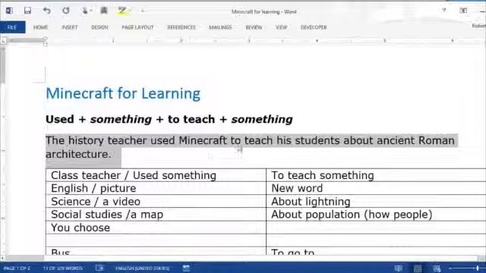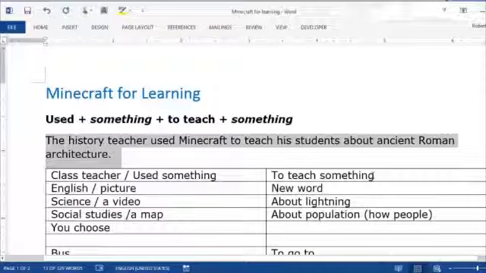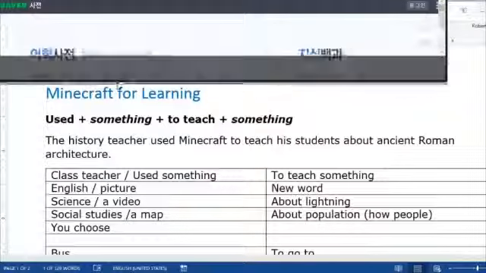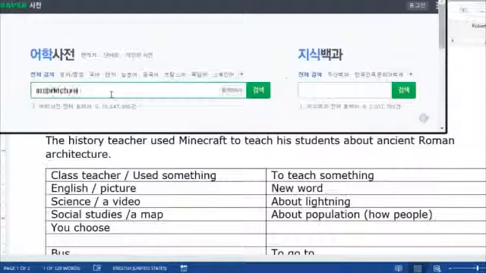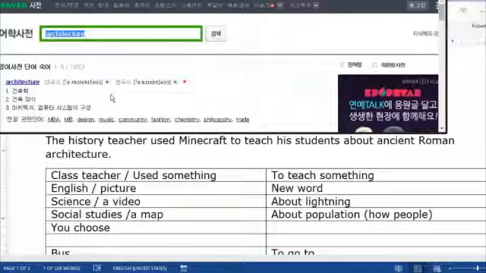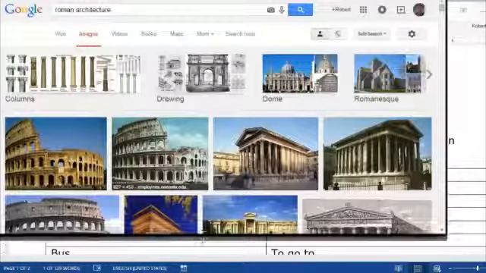And so in here, teach something is going to be architecture. Okay, so this word ancient means very old. And the word architecture, I'm going to go into my Naver dictionary, my amazing resource, and we can see that architecture in Korean means 건축학. And if we wanted to learn more about Roman architecture, then we can also go into Google and take a look at some examples.